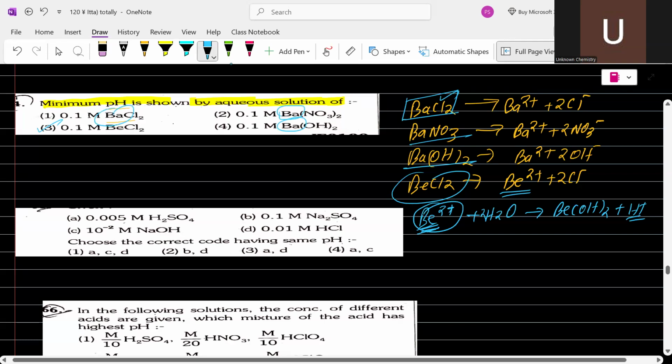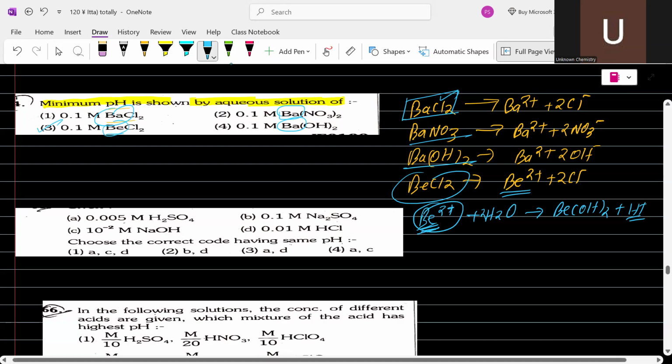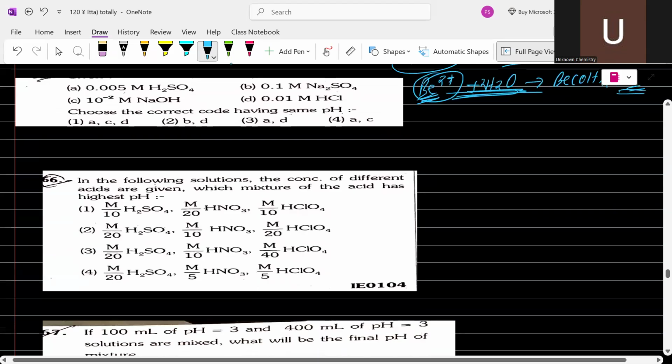Ba is an alkaline earth metal. Be also comes in group 2, as s block. But because of its amphoteric nature and small size, it will hydrolyze water. And when it hydrolyzes water, it will release H plus ion, which will decrease the pH. Now, let's solve the next question.